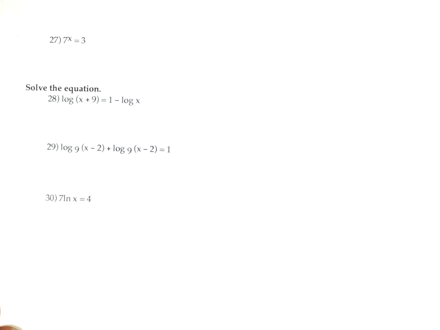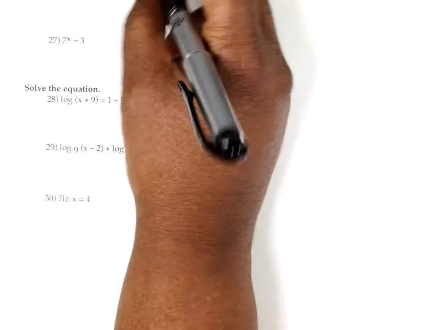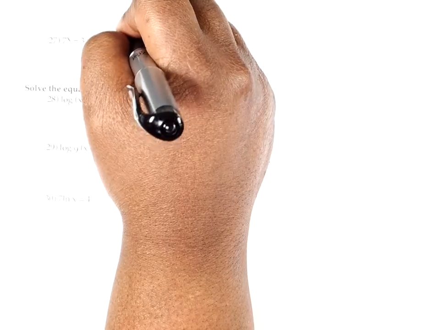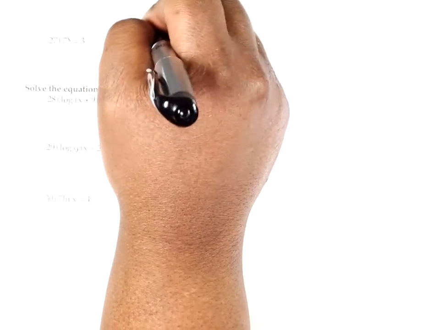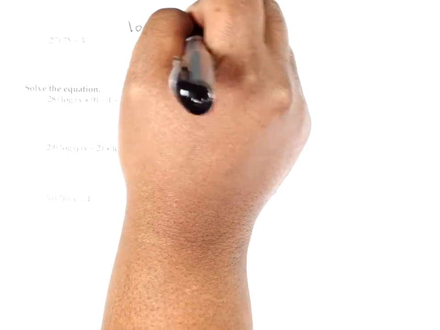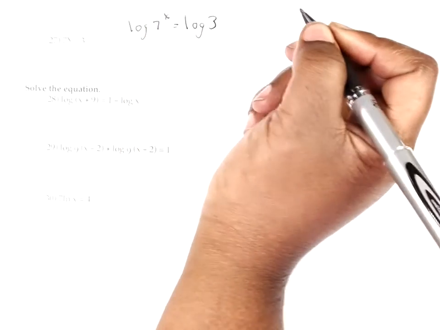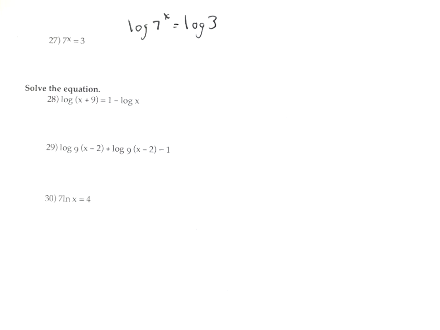27, I don't have that option. I can't make 3 and 7 into the same base, so I have to take the logarithms. And I'm going to take log base 10. Remember, you can take the log of anything you want, but if you want to plug it in the calculator, you need a base 10 or base e. So I'll just do 10.